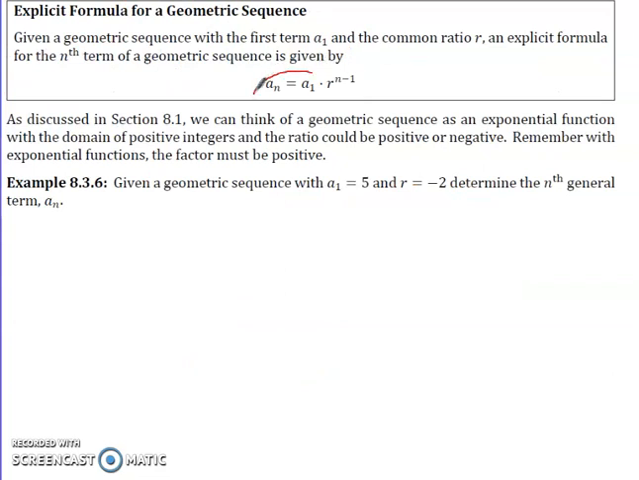And here is our formula just as we derived it for you as well. So go ahead and pause the video and try out now example 836 on your own.